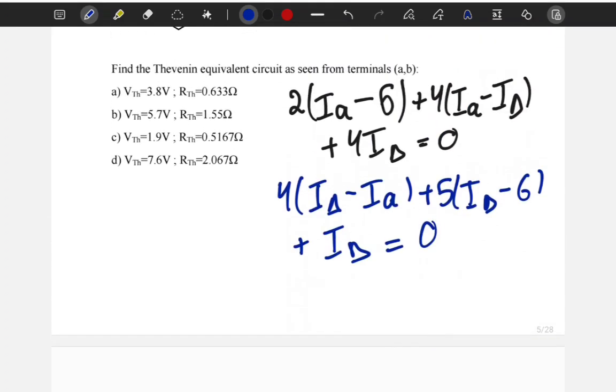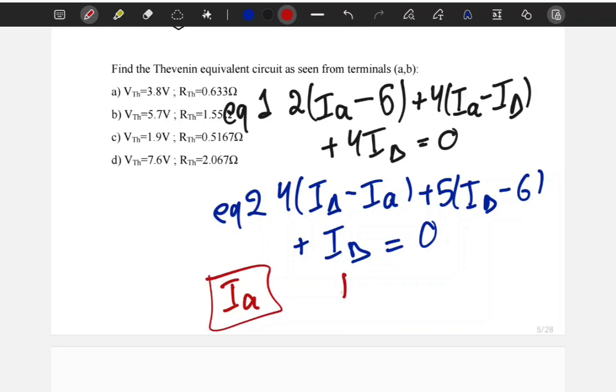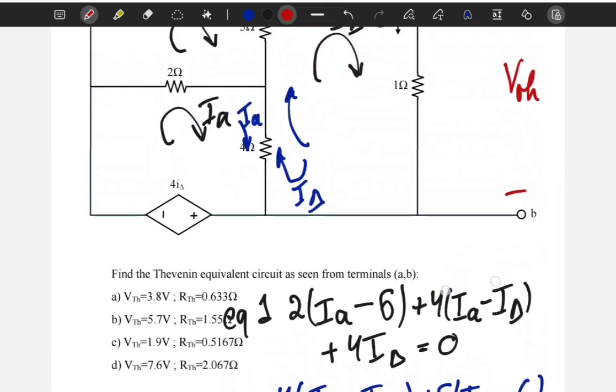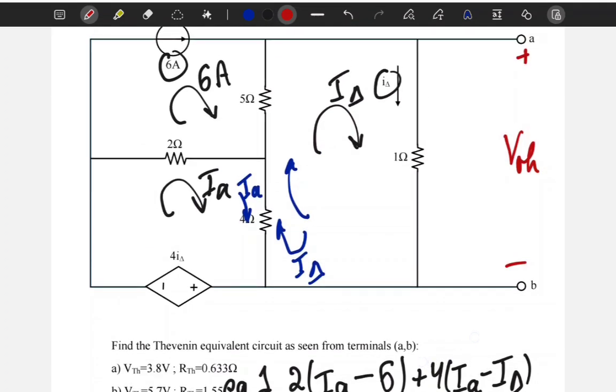Okay, now again, two equations, two unknowns, you plug it into your calculator. This is going to be equation 1 and this is going to be equation 2. Plug it in your calculator and now you're going to find the value of IA equal to something and I delta equal to something. Now I found I delta, IA and all of these. We are ready to find Thevenin.